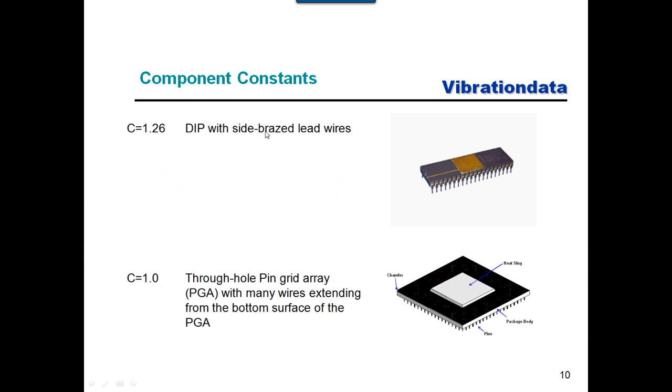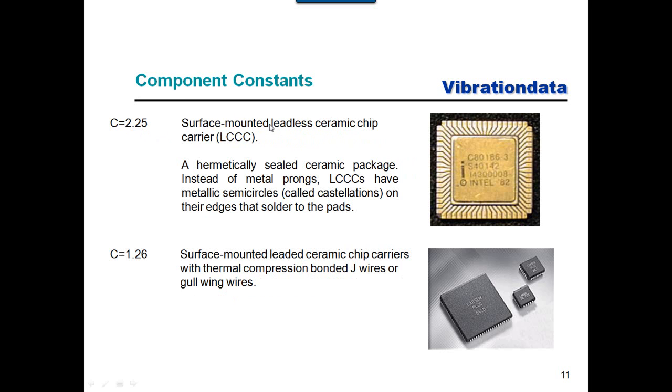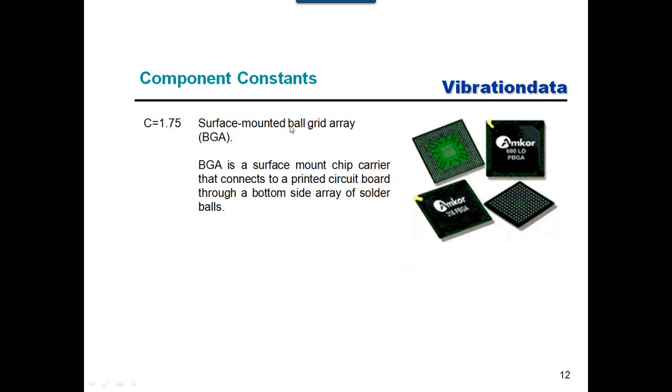Dual inline package with side brazed lead wires, C is equal to 1.26. Through-hole pin grid array, PGA, with many wires extending from the bottom surface of the PGA, C is equal to 1.0. Surface-mounted leadless ceramic chip carrier, LCCC, 2.25. Surface-mounted leaded ceramic chip carriers with thermal compression bonded J wires or gull-wing wires, C is equal to 1.26. Surface-mounted ball grid array, BGA, C is equal to 1.75.